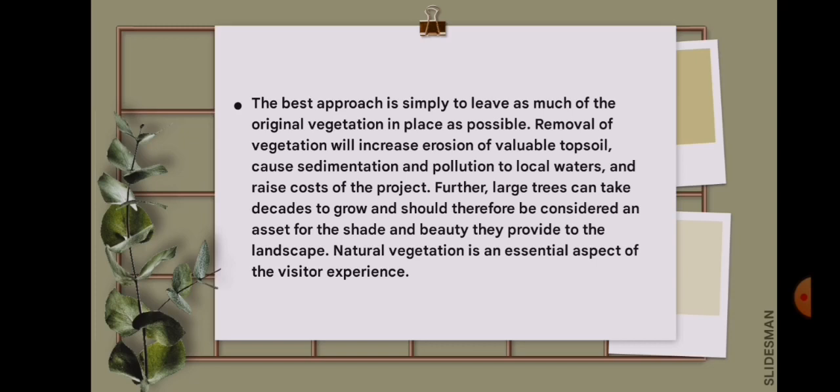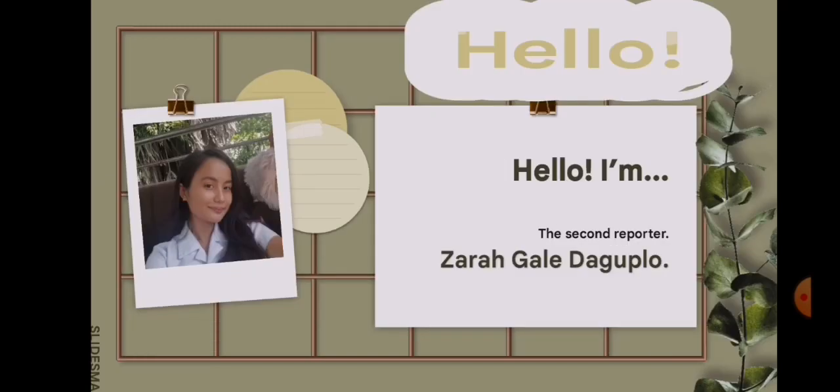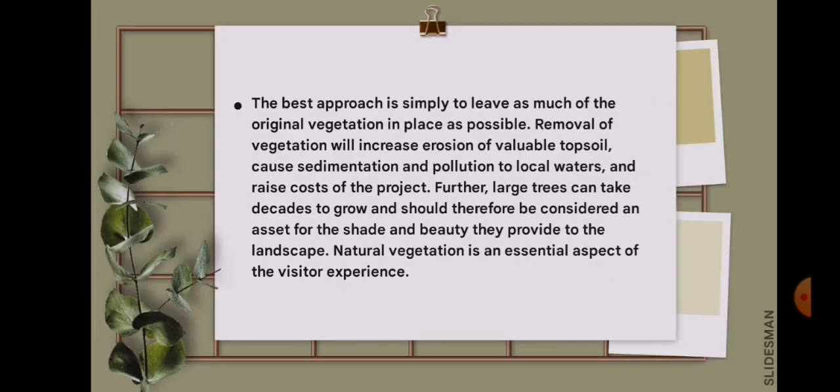Natural vegetation is an essential aspect of the visitor experience. So in landscaping design, vegetation should be left as it is, because it is important that vegetation remains in that area. It can cause soil erosion if it is removed. If there are trees present in that area, they should be preserved, and the beauty of those trees will improve the view of the hotel establishment. So that's it, my report about the landscaping design.